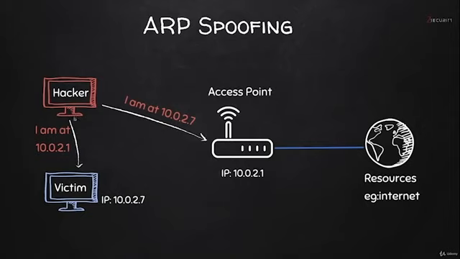We'll do the same with the victim, so we'll send it an ARP response. We're gonna tell it that I am at 10.0.2.1. So it's going to update its ARP table and associate the IP of 10.0.2.1 with my own MAC address. So the result of this, the victim is gonna think that I am the router, and the router is gonna think that I am the victim.